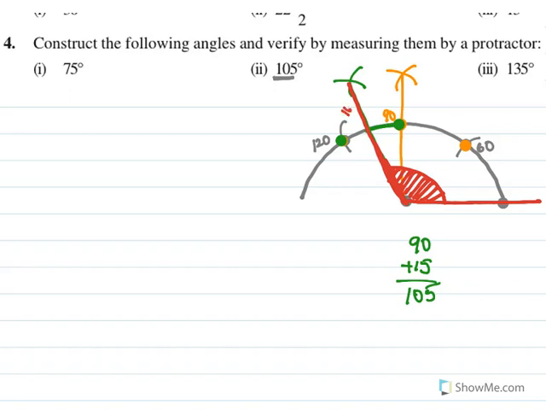Here you get 105 because it is 90. Let's mark that. From here to here is 90, and then from here to here is 15. So 90 plus 15 is 105. So we'll name it, say, angle ABC. So angle ABC is 105.